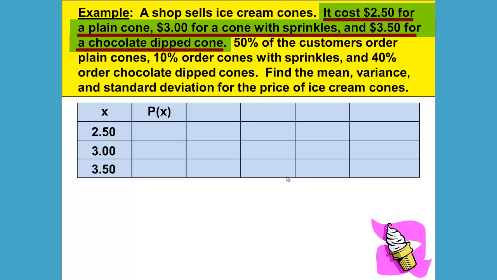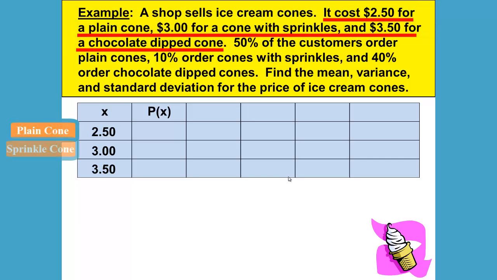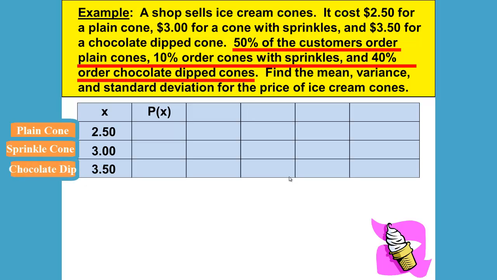If you like, we could also add a note to the chart indicating what those values represent: the plain cone, the cone with sprinkles, and the chocolate dipped cone. The next sentence contains our probabilities, and we can place those into our table next to their corresponding data values. 50% of the customers order plain cones, 10% order cones with sprinkles, 40% order chocolate dipped cones.